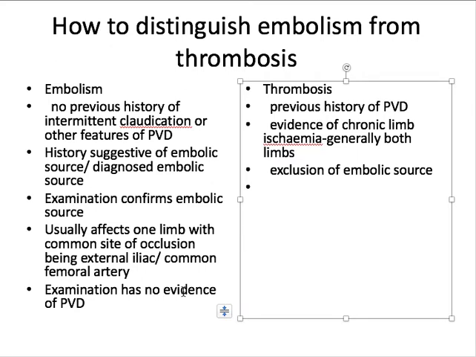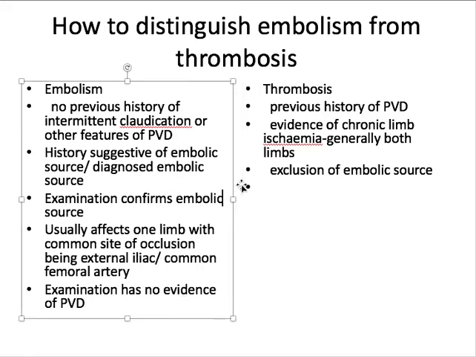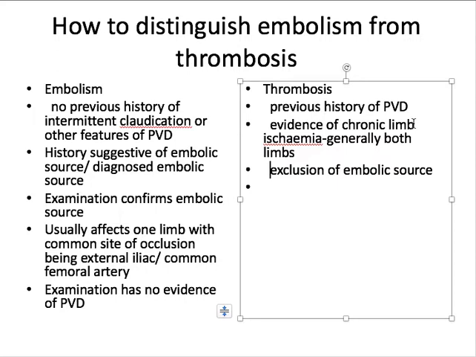chronic ischemia, nail changes. But with thrombosis, you will have this previous history of PVD, and even though it is more in one leg, the other leg also may have features. And when you look, there will be chronic limb ischemia features usually affecting both limbs, like loss of hair and the pulses.